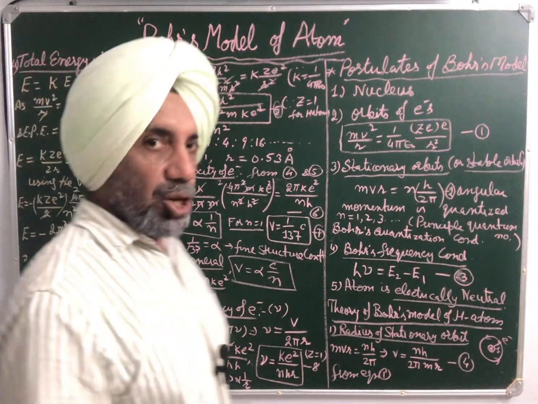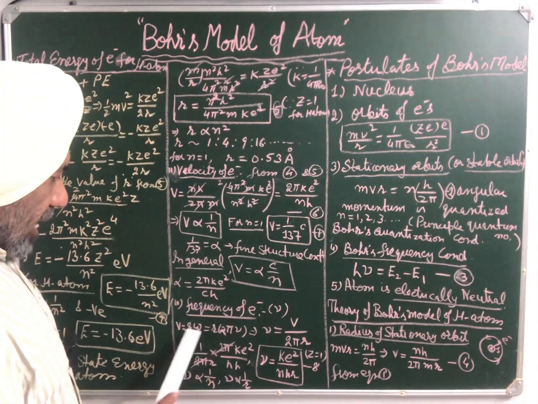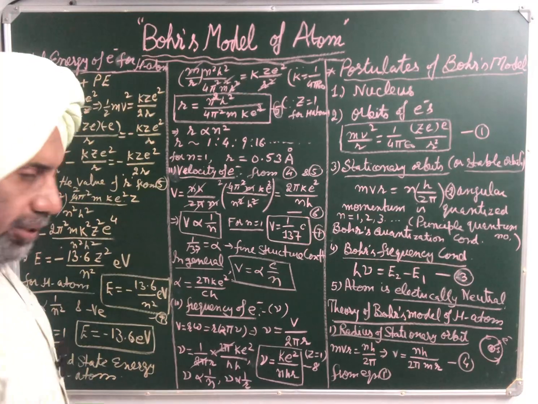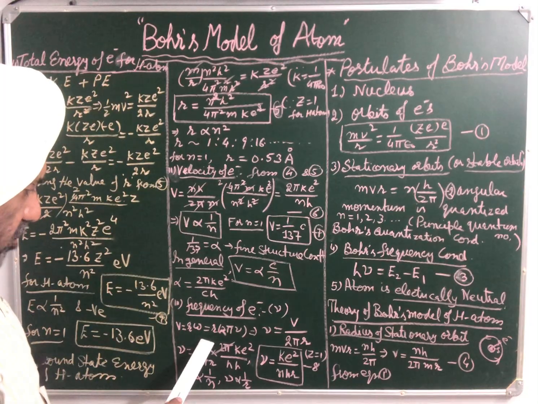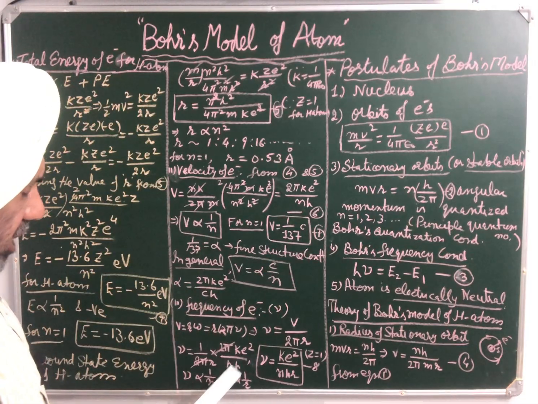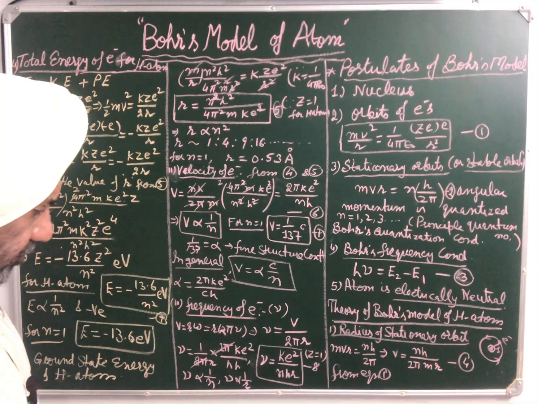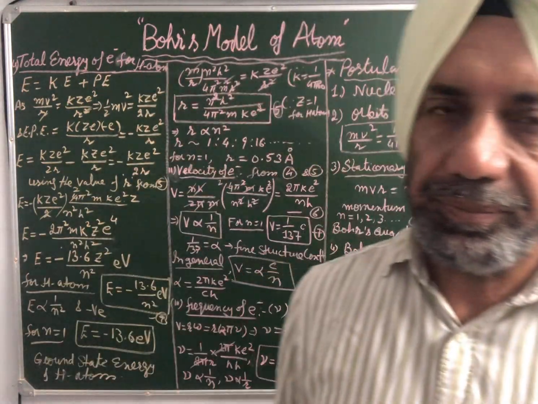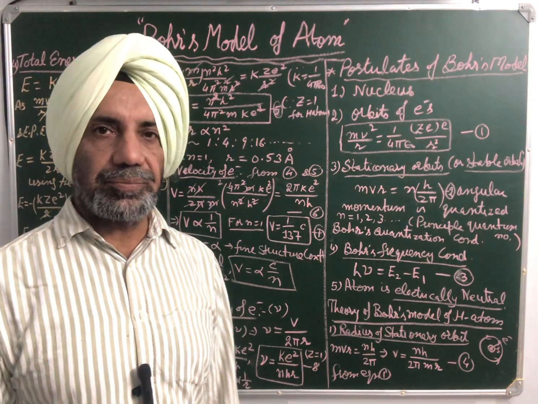Then the frequency of the electron. As v is equal to r omega, and omega is 2 pi nu, therefore nu is equal to v upon 2 pi r. Substitute the value of v here, 2 pi k e square upon nh. Pi cancels, so it comes nu equal to k e square upon nhr. Or you can see the frequency is also inversely proportional to the principal quantum number.